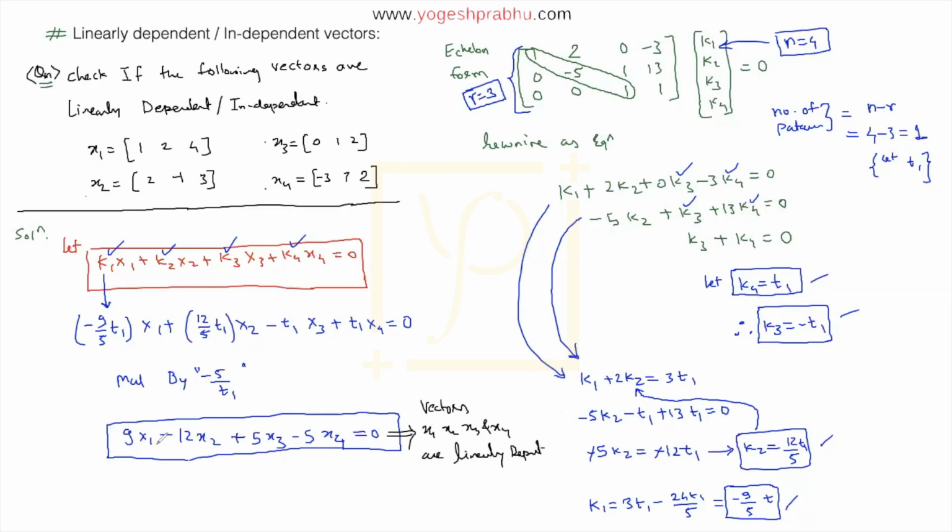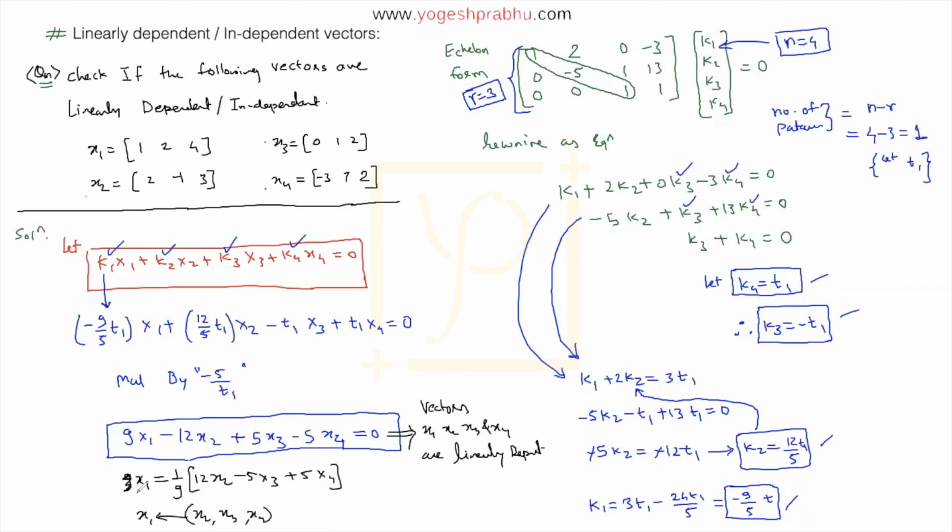And the reason why you can do that is, look, if I write down this 9 x1, can I write x1 in terms of all the other vectors? Yes. 9 x1 will be equal to what? 12 x2 minus 5 x3 plus 5 x4, right? And what if I take this 9 on the other side? I'll get 1 by 9. Now, do you see that this x1 is dependent on x2, x3 and x4?